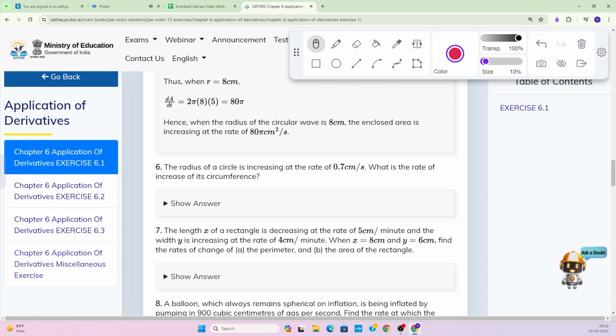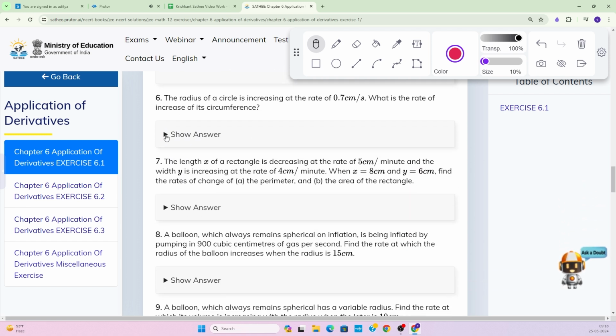Now the sixth problem. The radius of a circle is increasing at the rate of 0.7 centimeter per second. What is the rate of increase of its circumference? So what information do you have? The radius of a circle is increasing at this rate. This means dr by dt is given to you as 0.7. What is the rate of increase of its circumference?